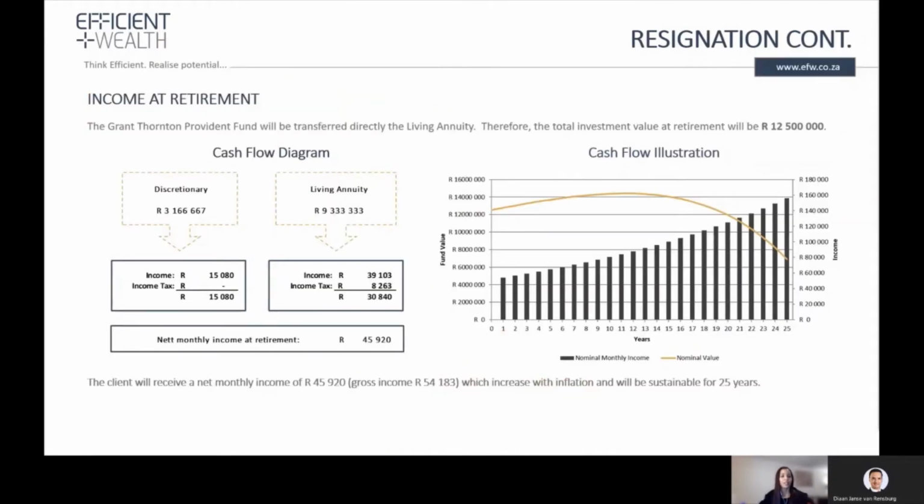And let's look at the income. Again, the Grant Thornton Provident Fund will be transferred directly to the living annuity. Here you would see that in the cash flow diagram, the discretionary portion would have a higher amount and the living annuity will have a lower amount. And the client will have a net income of 45,920. This will also ensure that the client's income is sustainable for 25 years, which increases with inflation.